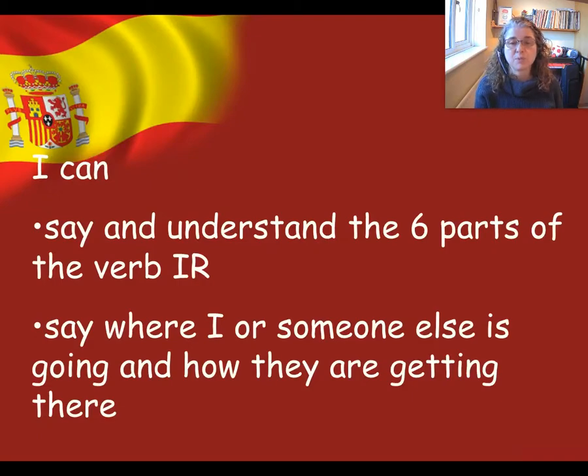Today, then, we're going to be making absolutely sure that you can say and understand those six parts of the verb ir. Remember, ir is to go. And we're going to practice some more saying where I or someone else is going and how they are getting there. And we're going to be looking at a poem as well to help us to do that.